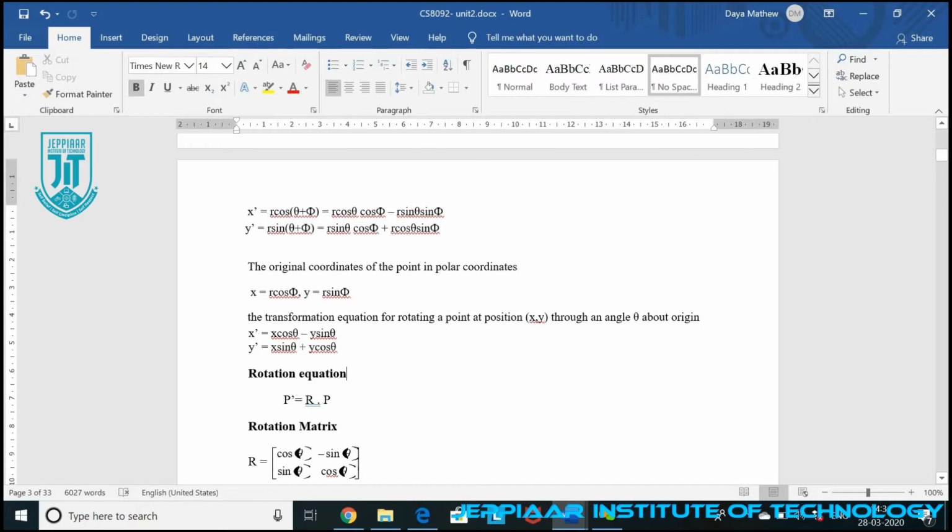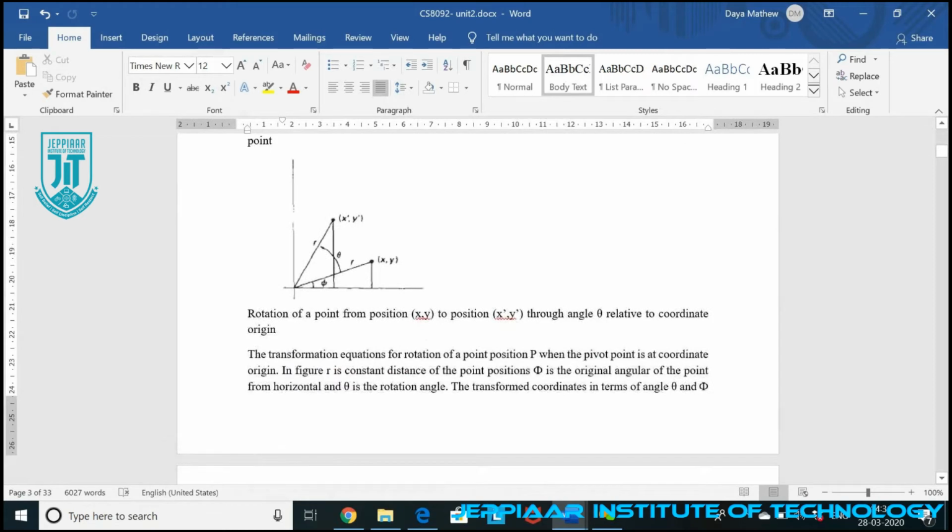Okay, so for rotation, when you want to move a point through an angle theta about the origin, that is important, about the origin, let me show you the picture again. If you want to move this point through the angle theta from x comma y to x dash, y dash, then we have to follow certain equations to get the new coordinates. For that only we saw the equations just now. So theta is nothing but the angle through which we are moving the point, and phi is nothing but the old angle.